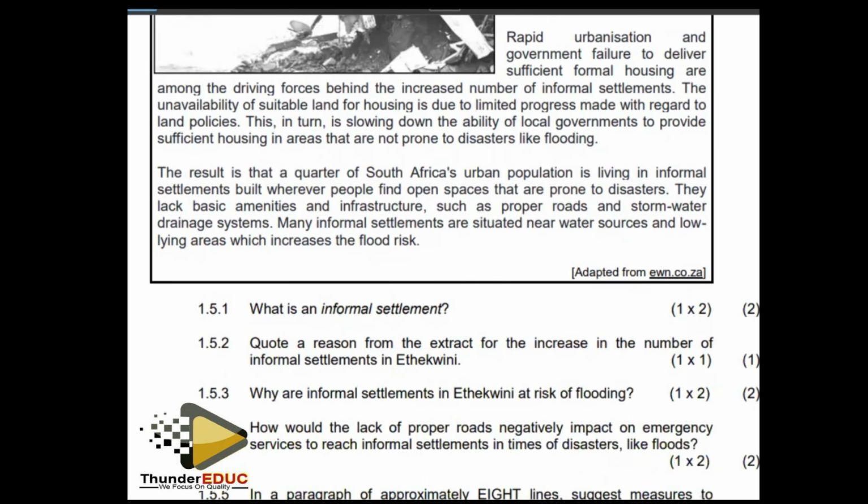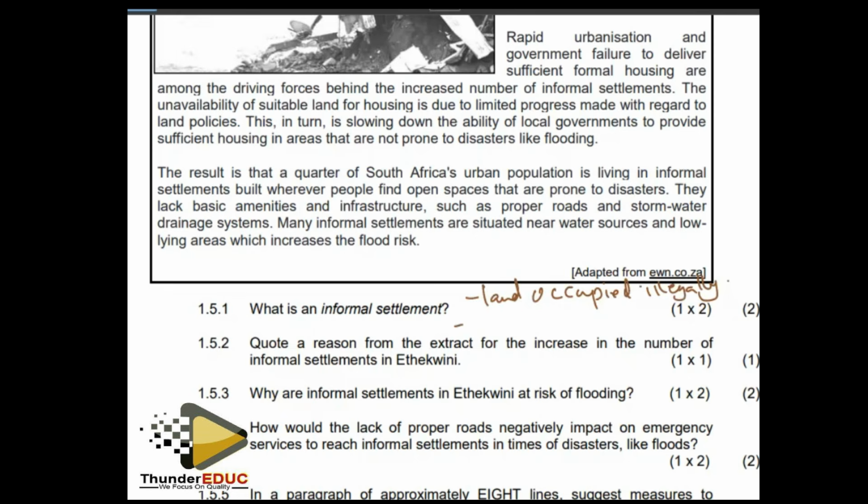Okay. The first question is, what is an informal settlement? First of all, we can say an informal settlement is a settlement that is unplanned. Okay, it's an unplanned settlement. We can say the land is occupied illegally, or an informal structure with different building materials.